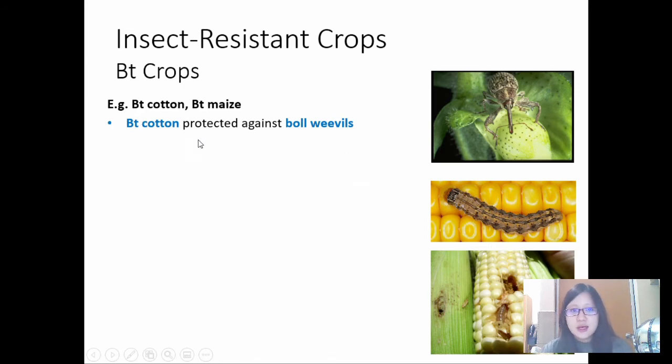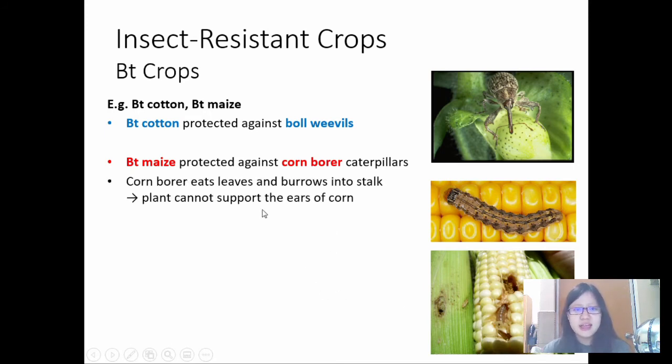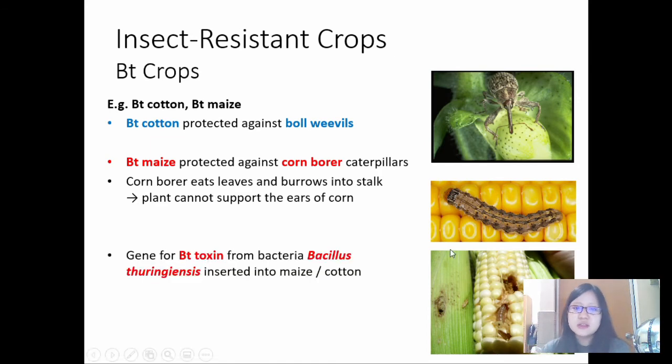BT cotton is protected against boll weevils, which usually spoil cotton, and BT maize, with the technology, can be protected against corn borer caterpillars, that you can see here, which spoil the corn and make it non-consumable. They eat the leaves, they bore into the stalk, and then in the end, the plant cannot support the ears of corn because the plant is so fragile from all the holes, the plant falls over. It's just massive destruction. So yeah, insect-resistant crops are kind of important. It's kind of needed here.